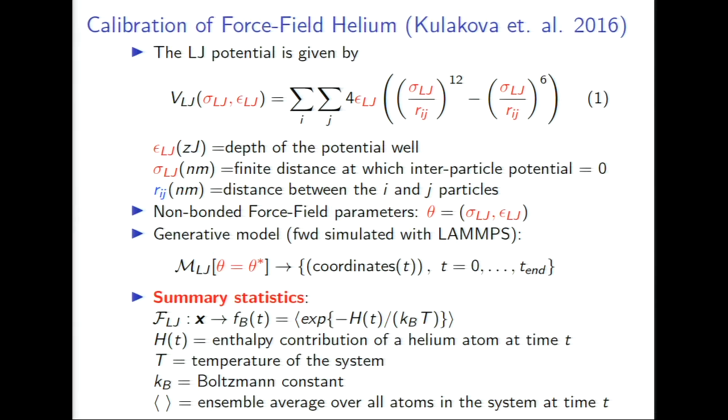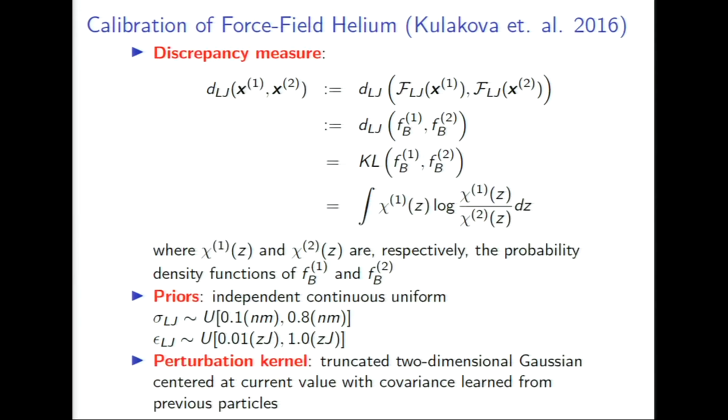The model is generative, and it can be forward simulated using online available code or routines. The summary statistic that we use is the average ensemble over all atoms in the system, at a specific time point t, of the enthalpy contribution of a helium atom, divided by the usual Boltzmann constant and the temperature of the system. So this is the summary statistic that we use. It's our choice. It works well.